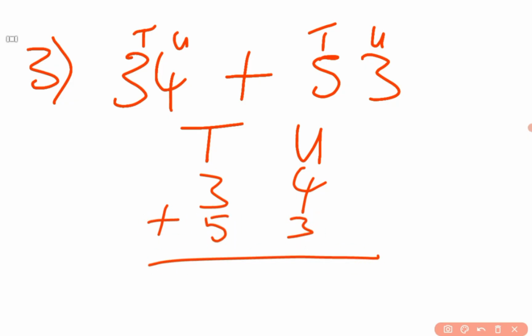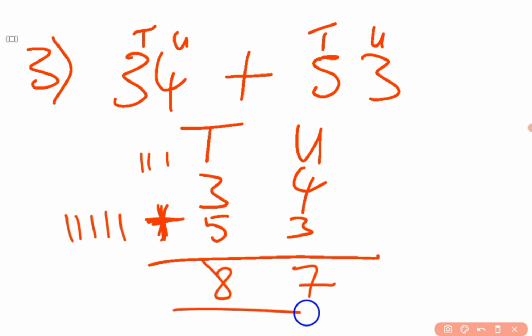When you add this, you have 4 plus 3. 4 plus 3 gives you 7. So you have 7 here, and then here you have 3 plus 5, 1, 2, 3, 4, 5, which gives you 8. So now your answer is 87.